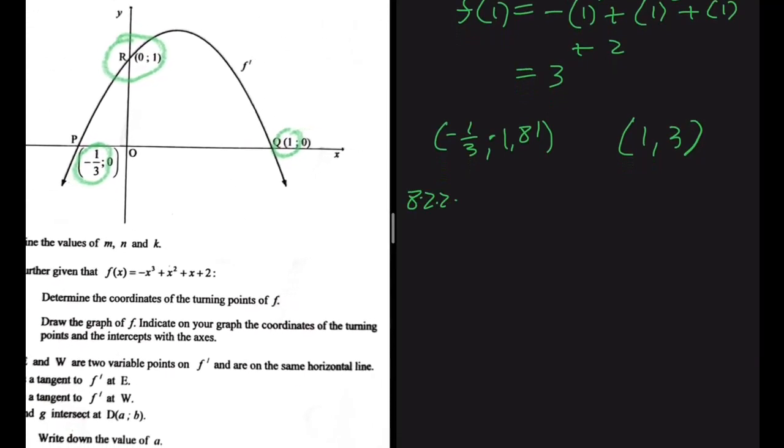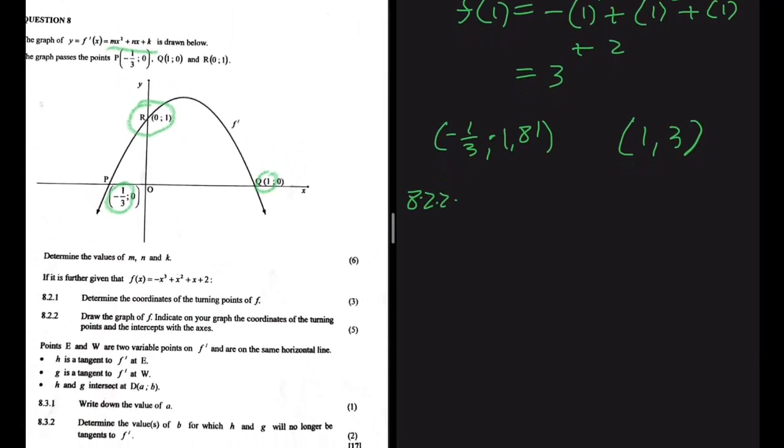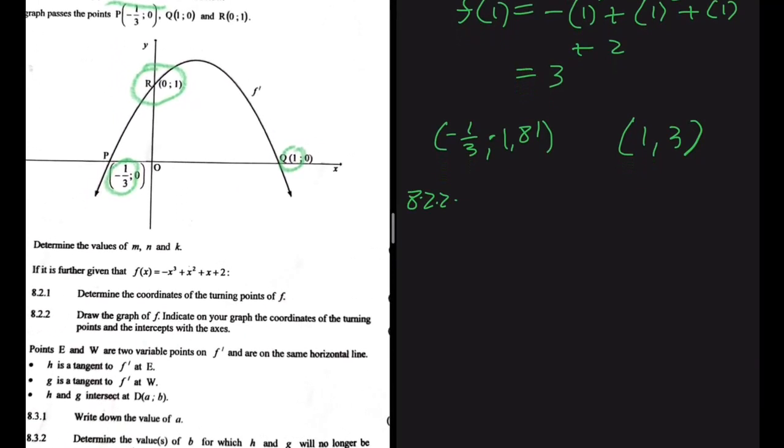8.2.2 is saying that let's draw the graph of f. Indicate on your graph the coordinates of the turning points and the intercepts with the axis. So we already have the turning points, right? The turning points figured out. Now we just need the intercept with the axis, right? So let's find the y-intercept, right? The y-intercept should be easy to see. That if we say f of 0, all the x's are going to fall apart and we're just going to have f of 0 being equals to 2, right?